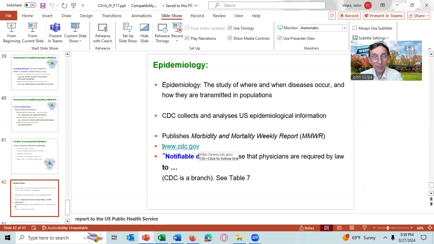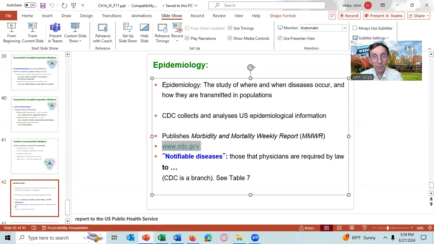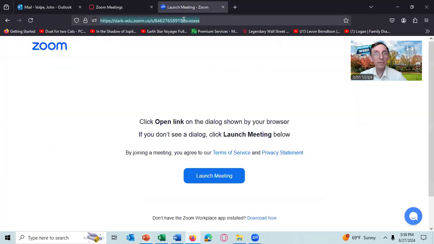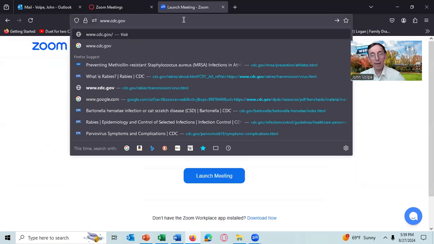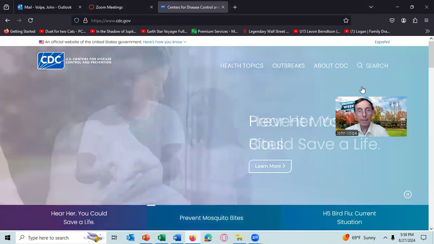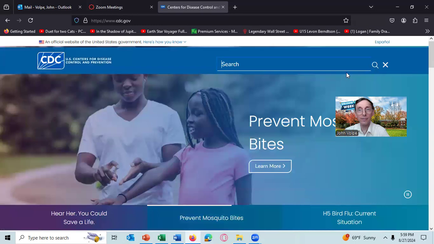www.cdc.gov. It used to be a link on the first page, easily found. Now, if you go to the CDC, it's not so easy to find. You've got to look around on the page. Let me go here. I don't even know if I can find it right away. Well, actually, let's just do a search.